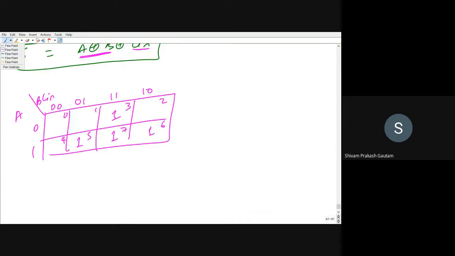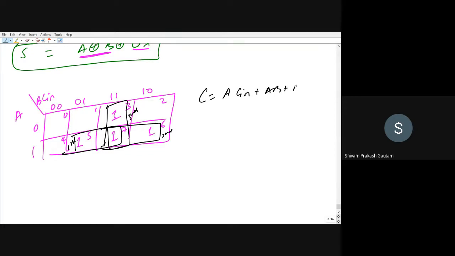Now we have to group it. So group it. Three pairs will be found. You can see only these pairs are possible, right? So carry will be equal to, let us say this is the first grouping, this is the second grouping, this is our third grouping. So you can write A C in plus AB plus B C in. This will be the carry expression, right?